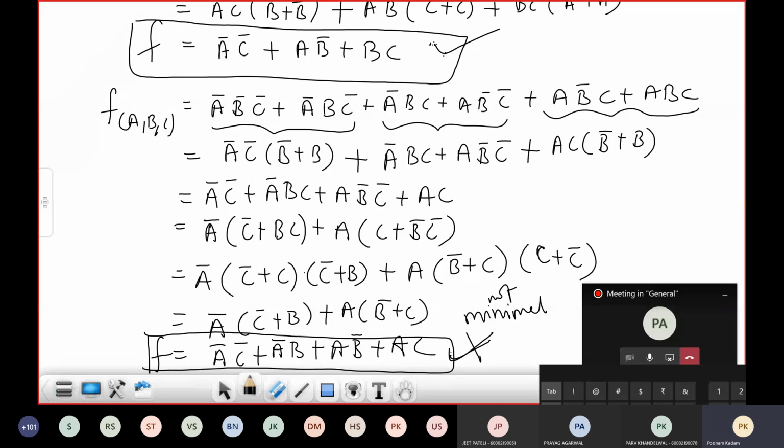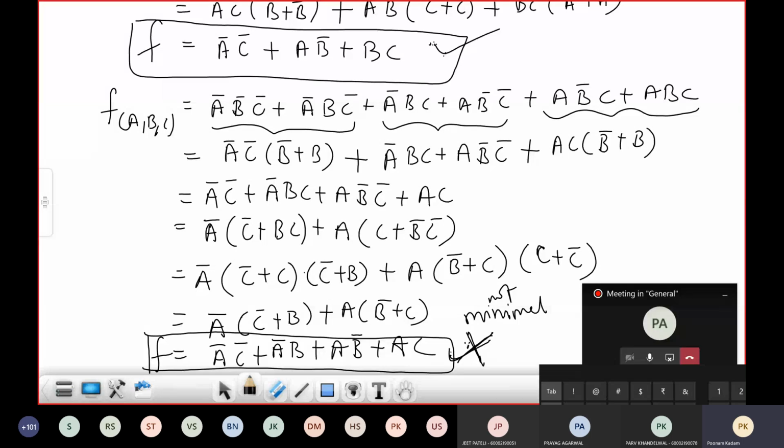As I said, minimal expression means the expression that will have the minimum number of product terms with a minimal number of literals in each product term. So if you compare the two output functions, the first one is the minimal one, right? The second one has one additional product term. Although this is a reduced expression, compared with the original expression, it is not in the minimal form.